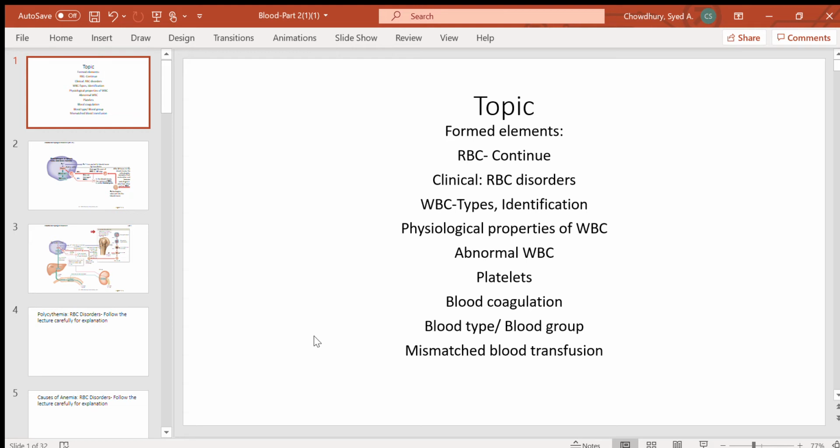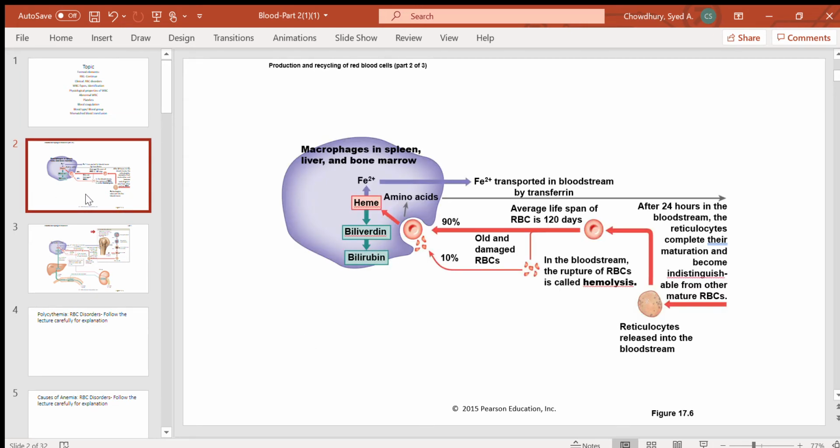Then we'll talk about platelets. Then we'll talk about the blood coagulation or blood clot. And then we'll talk about the blood type or blood group and mismatched blood transfusion. So we were talking about the fate of a red blood cell, how the red blood cells are destroyed and what happens after the destruction of the red blood cells.